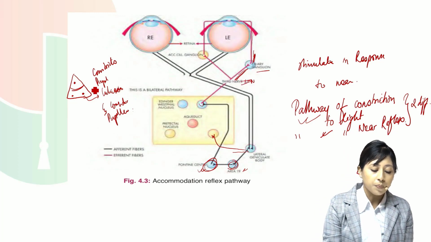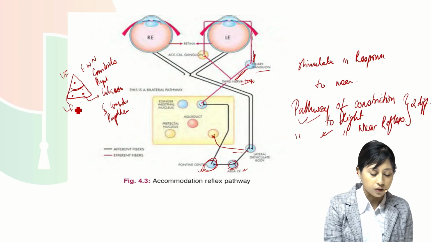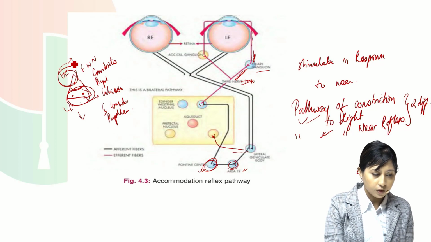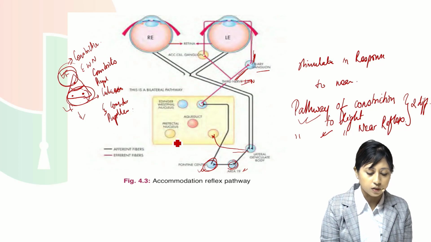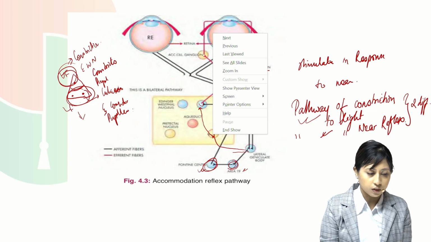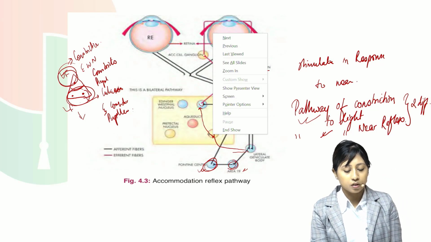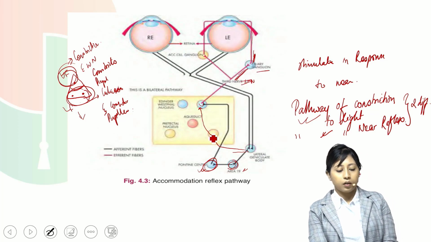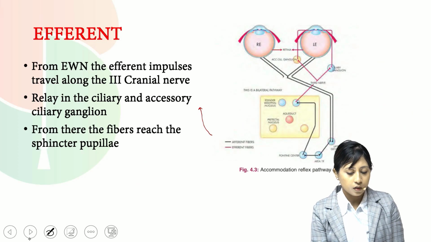As we discussed, the Edinger-Westphal nucleus has two fibers, upper fibers and lower fibers. So the lower part of the Edinger-Westphal nucleus constricts on near response. The upper fibers stimulate the constriction of the pupil. So this pretectal nucleus will stimulate the lower part of the Edinger-Westphal nucleus, and it helps in the constriction of the pupil in near response. Okay, so are we clear up to this?